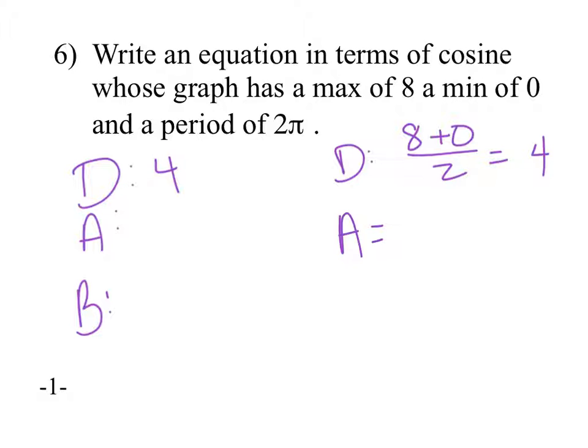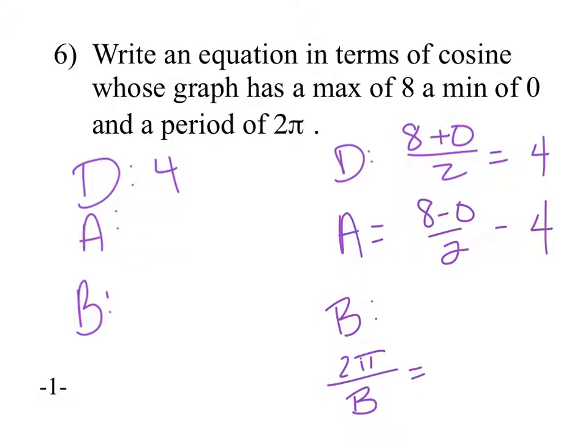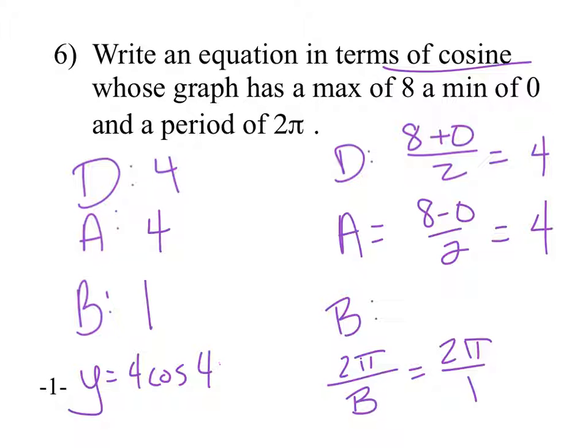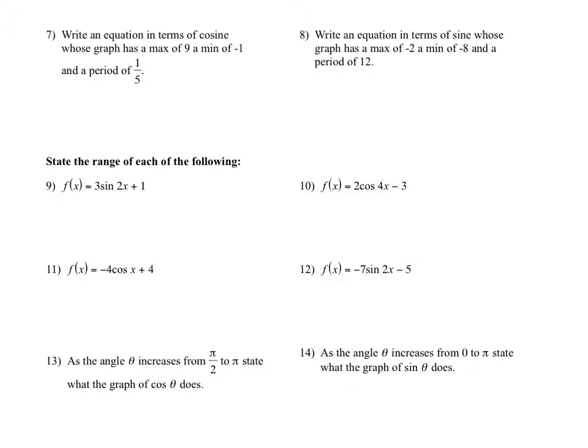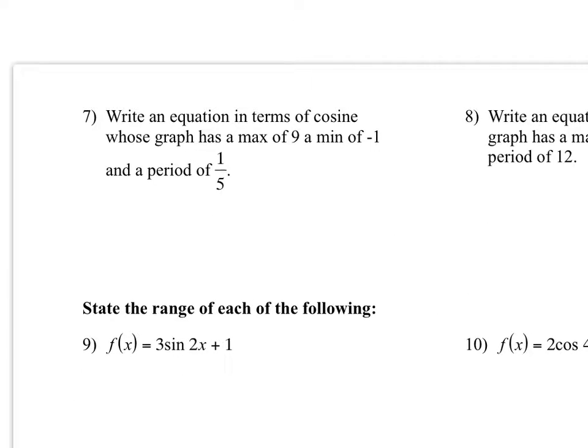A is the max minus the min divided by 2. So again, we got another 4. And B, we have to use our period. So 2 pi over B is equal to 2 pi. So B is 1. Okay, there's been no reflection. It doesn't say. We want to write it in terms of cosine, so that means A is positive. And that's good. Okay, another one of basically the same thing.